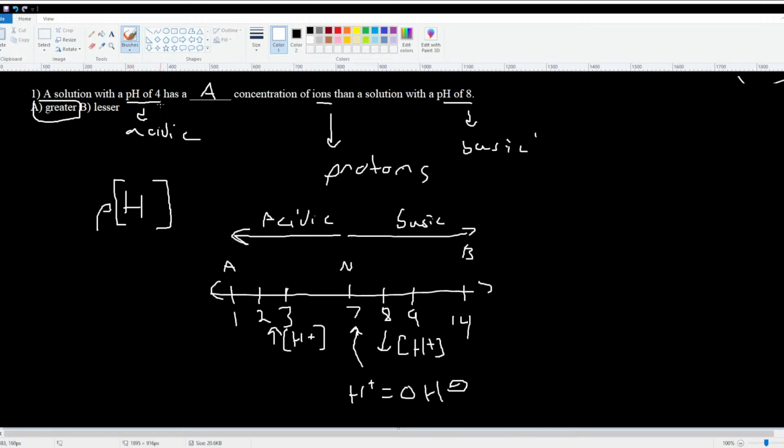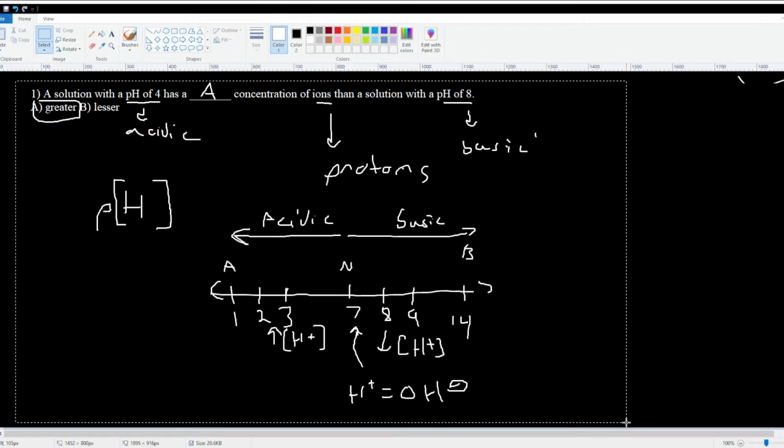So a solution with a pH of 4 has a greater concentration of protons than a solution with a pH of 8. And we know this because the more acidic something is, the more protons it has. The more basic something is, the lesser amount of protons it has. So that's question 1. We can go ahead and move on now to question 3.